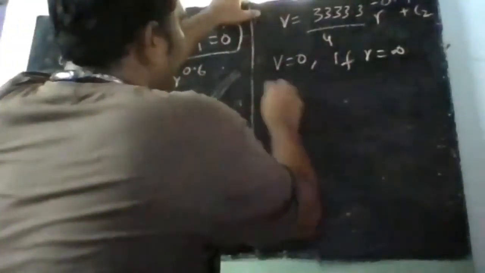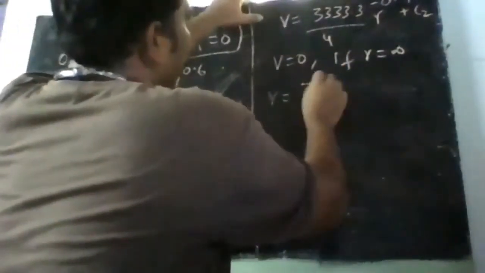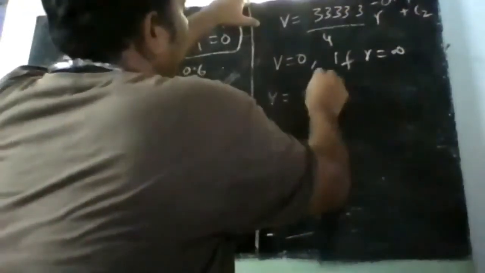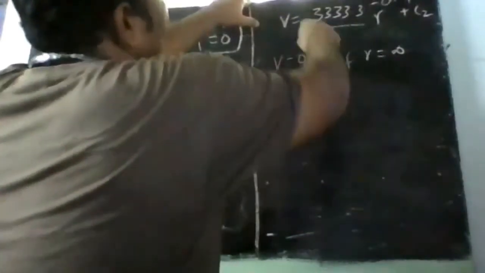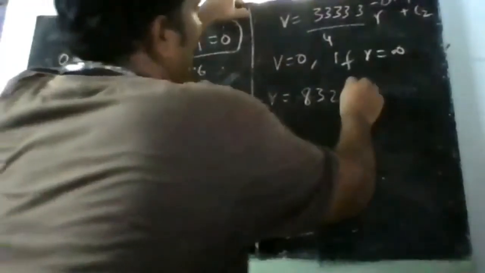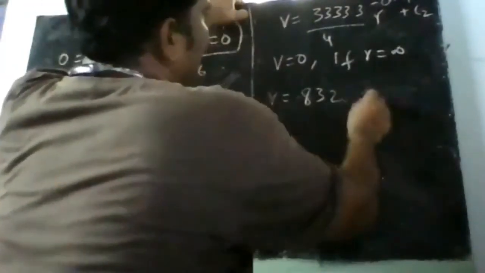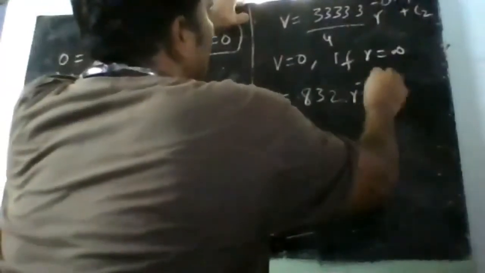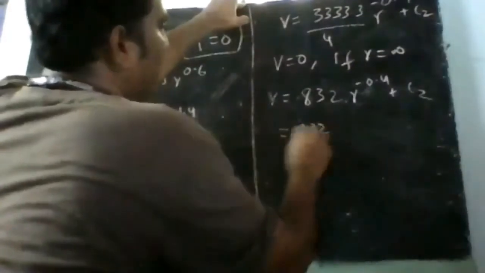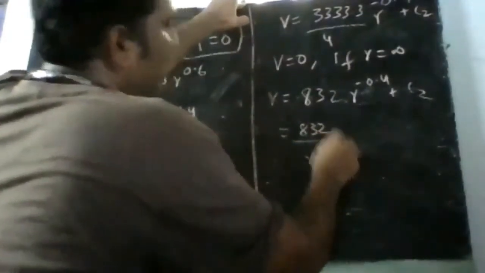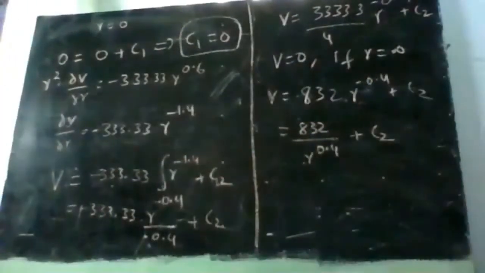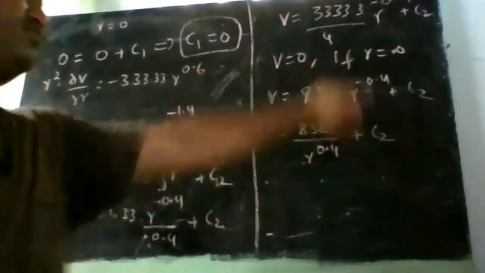So V is equal to, firstly, let me slightly modify this. What is the value of this? Approximately 832, I think. Yeah, 4 8s are 32, so 830 something will come into R power. So instead of R power minus 0.4 plus C2, this is equal to 832 by R power 0.4 plus C2, because R power minus x can be written as 1 by R power x.